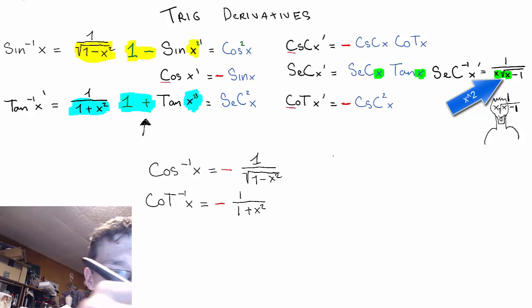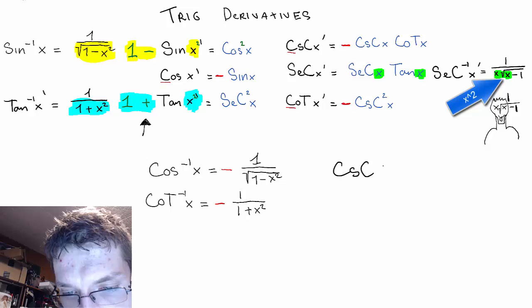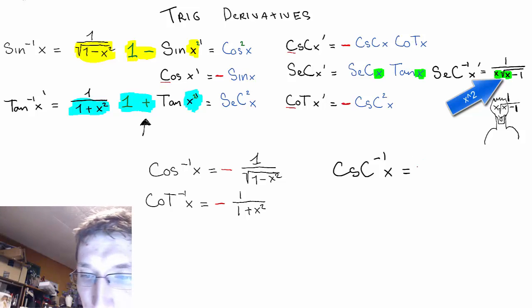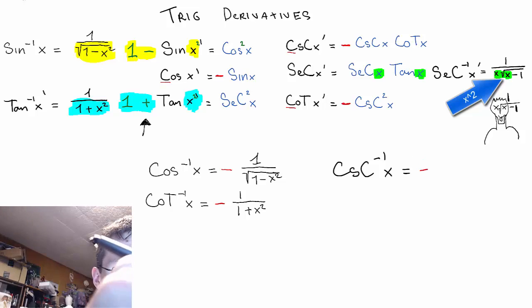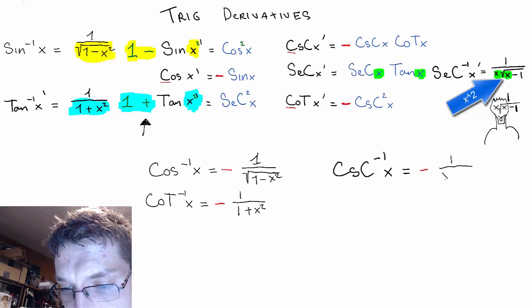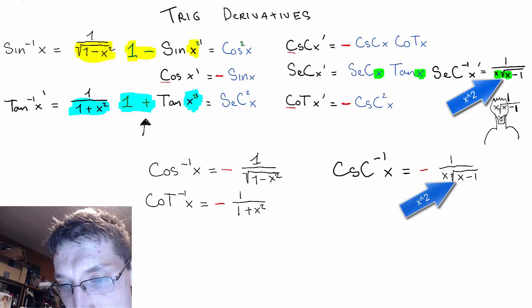And then cosecant inverse of x, simply negative 1 over x square root of x minus 1.